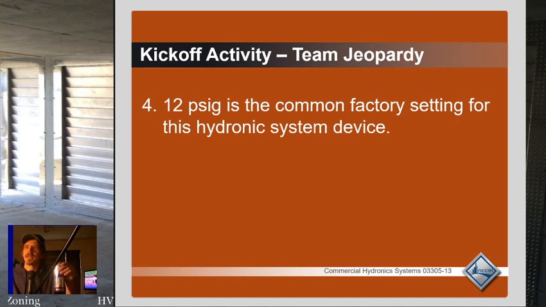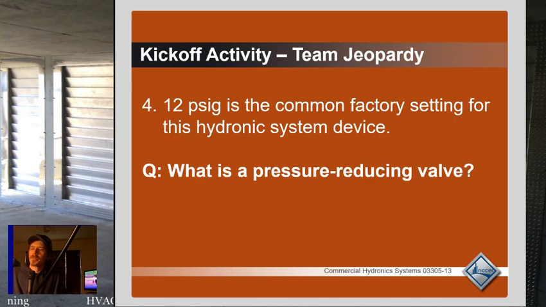12 psi is the common factory setting for this hydronic system device. And we're going to talk about this in detail too. Alright, what is the pressure reducing valve?